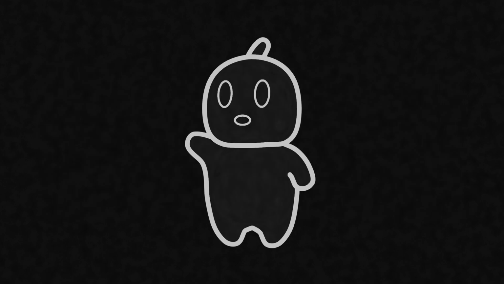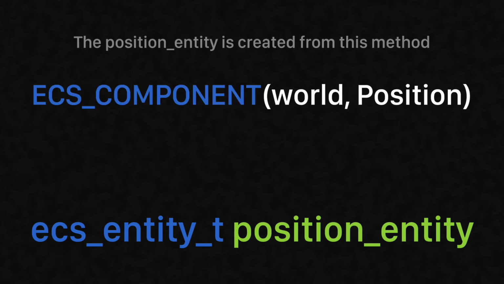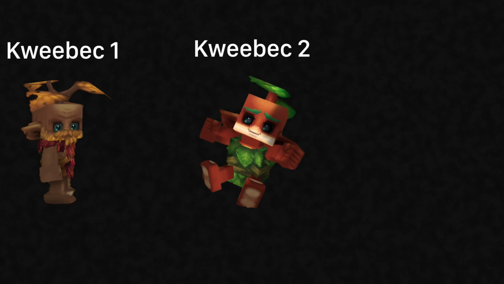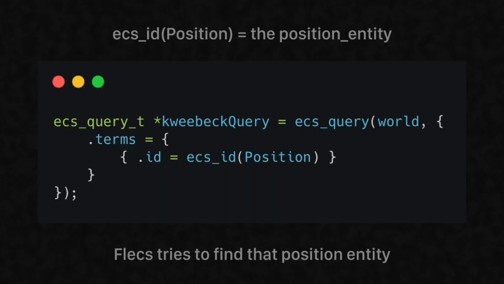Now, remember what I said about components being entities in the last video. This is where it's actually useful. ECS ID position gets the entity that we call position. We create this entity when we use the ECS component method. Essentially, that means that Quebec 1, 2, and 3 all have an entity attached to them called position, and that's what we're looking for in the query.